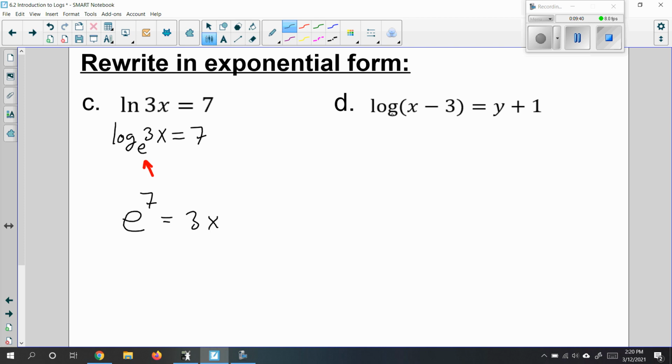Now let's do part D. Log of x minus 3 is equal to y plus 1. Again, recall, this is a common logarithm. This is log base 10. So to change this into exponential form, the base of the log is the base of the exponent. So this is 10 to the power, well, this is the exponent, 10 to the power y plus 1 is equal to x minus 3.